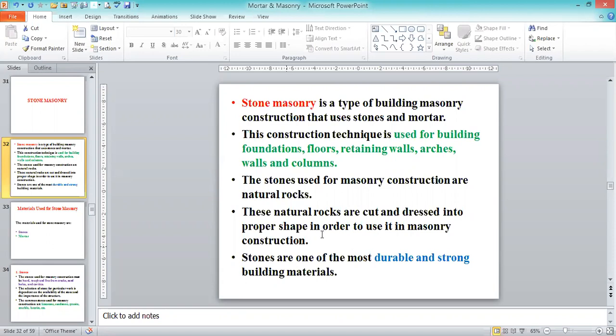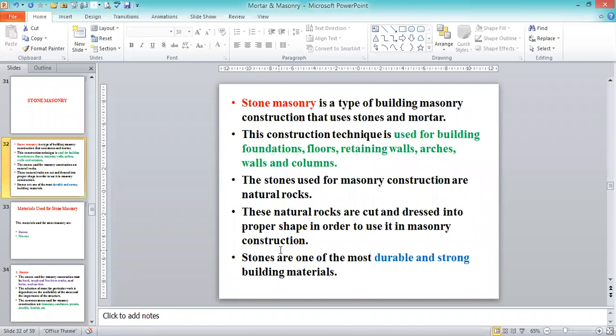These natural rocks are cut and dressed into proper shape in order to use them in masonry construction. Because by nature we extract them, and then we have to produce the required size and shape. That process is known as the dressing of the stones. That we discussed in Unit 1 itself.